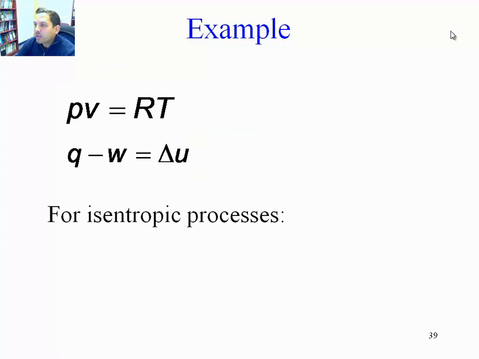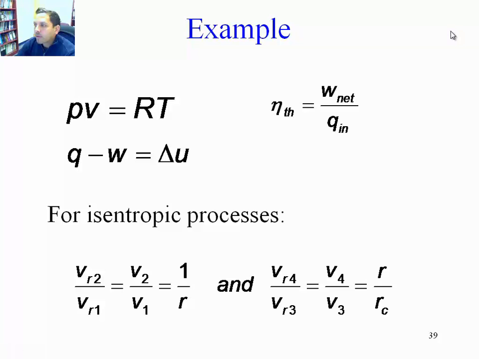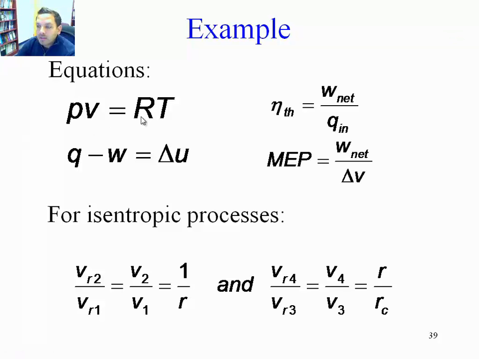These are the equations. As you can see, same equations as we had before. Air is an ideal gas, so PV equals RT. First law of thermodynamics, we've already implemented that and found all the relationships for all the processes in the system. The thermodynamic efficiency of the entire cycle is work net divided by Qn. And the mean effective pressure is always work net divided by the total change in volume, the displacement. Not the cutoff, but the displacement.